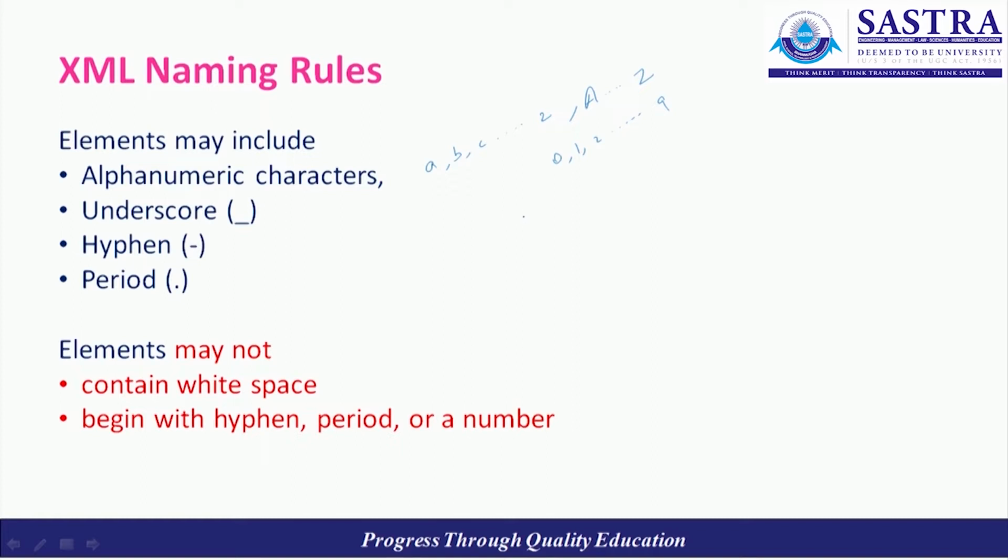Suppose I want to create an element like this. It is the element student_name. So this is the way we can use an underscore, or we can use a hyphen, like student-name. This is also correct. Then a period can also be used in an element, but please remember the XML element should not start with numbers.